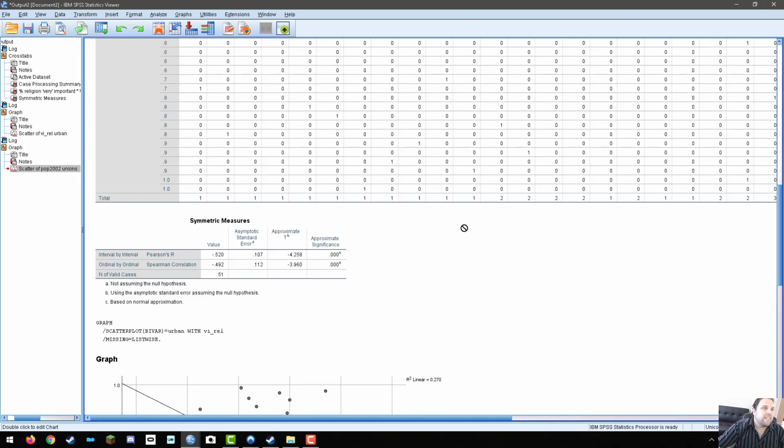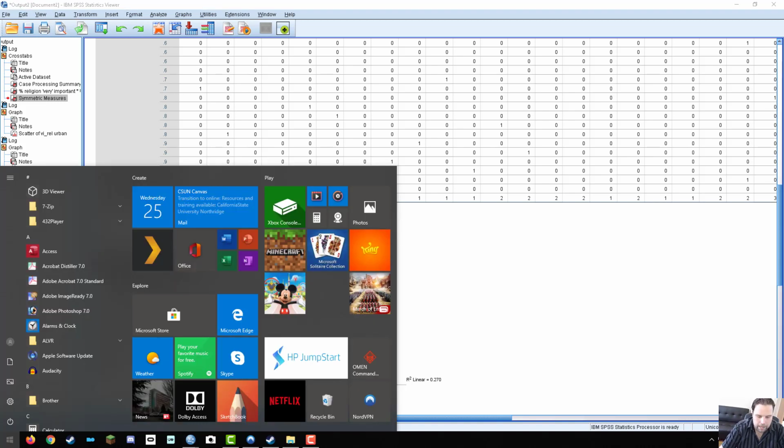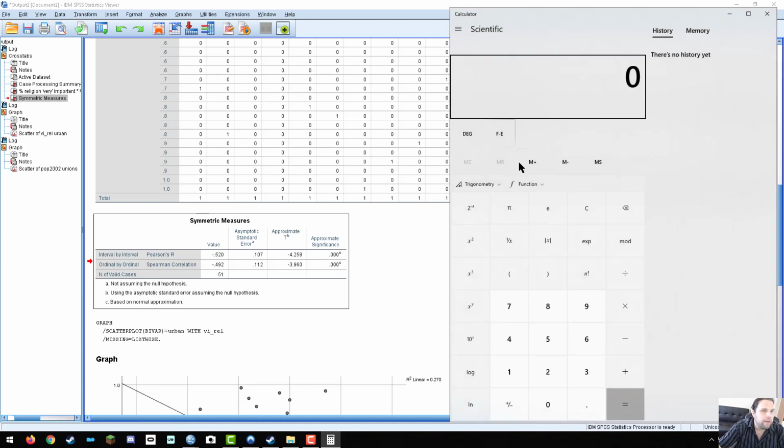All right, so that's basically it. So back here, we go back to this Pearson's R value, negative 0.520. We'd probably call that a moderate relationship. And in order to determine effect size, the coefficient of determination, all we'd have to do is take that number and multiply it by itself.